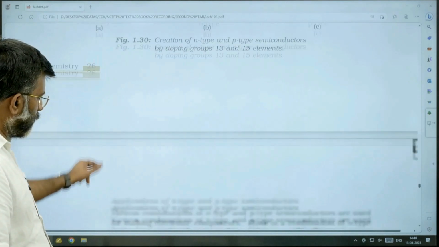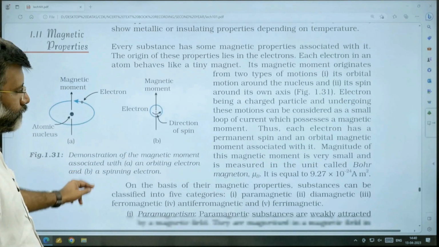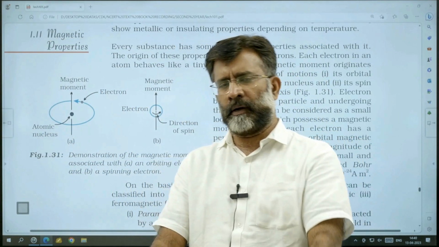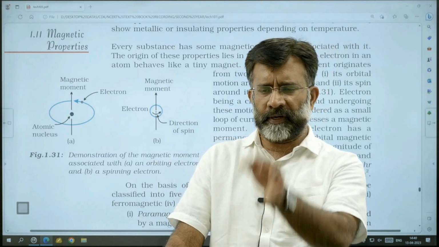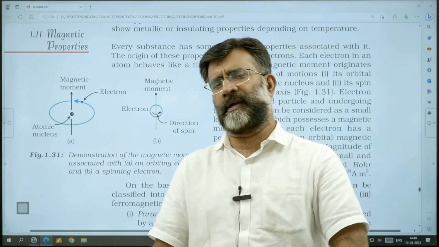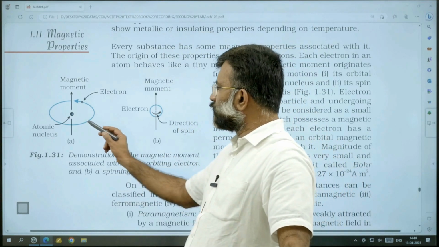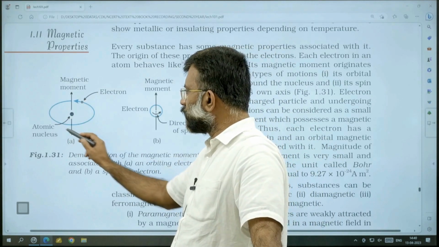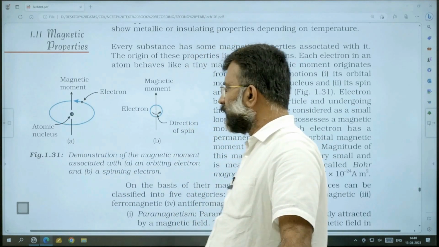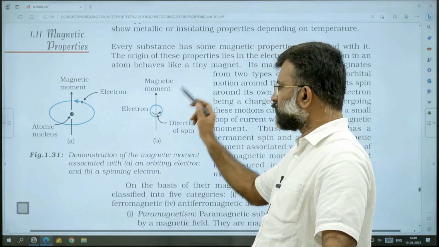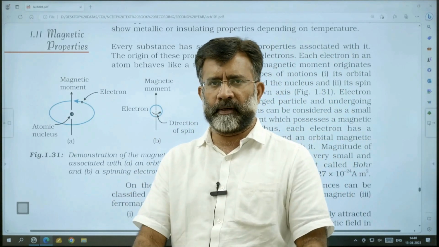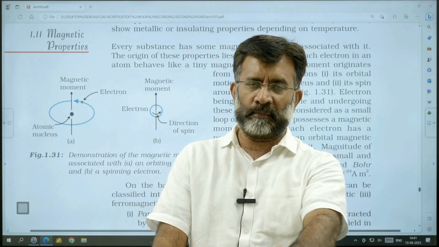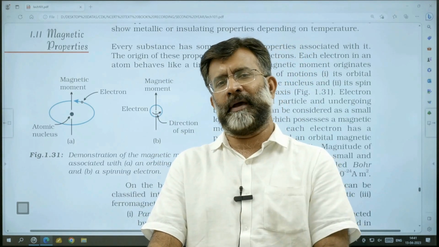And the last topic is magnetic properties. Every material has got magnetic property. Every tiny electron can act as a magnet, because an electron is associated with 2 types of movement. It is moving around the nucleus, so there will be an orbital magnetic moment. While it is spinning on its own axis, there will be a spin only magnetic moment.